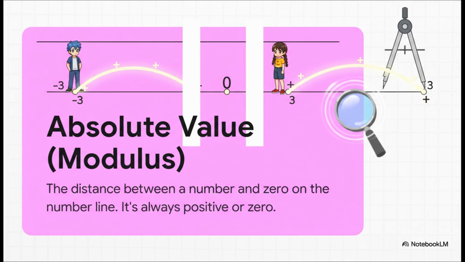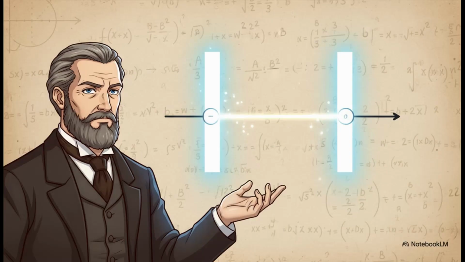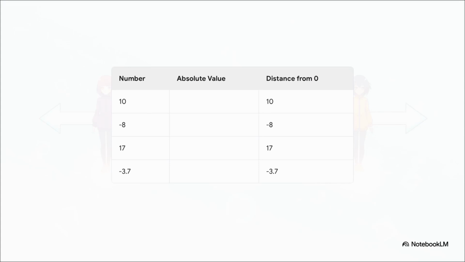And here's the key. Since distance can't be negative, the absolute value is always positive, or 0 if you haven't gone anywhere. So mathematicians needed a clean, simple way to write this question down. Back in 1841, a guy named Karl Weierstrass came up with this notation: 2 simple vertical bars around a number. When you see this, it's not just decoration. It's a command. It's asking, what is the fundamental distance of this number from 0, ignoring its direction? Just the distance, please. Let's run through a few examples just to make this crystal clear.